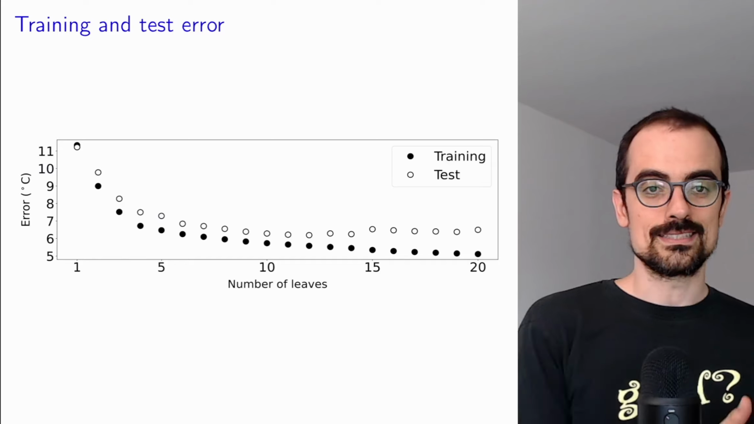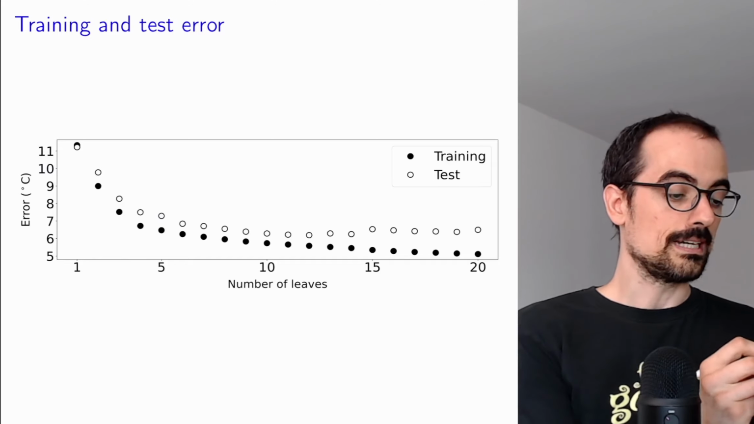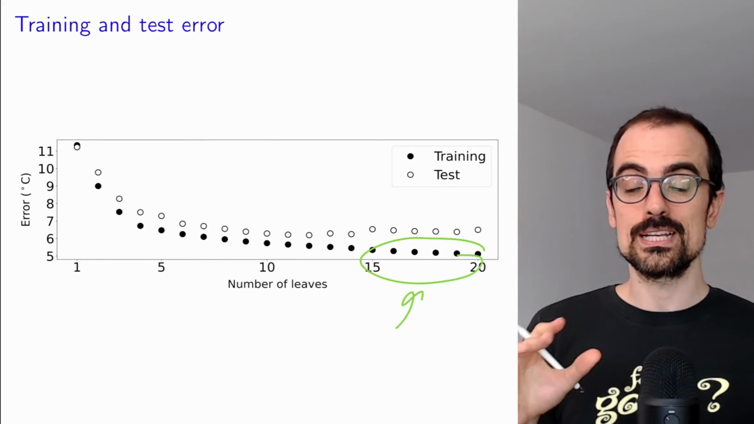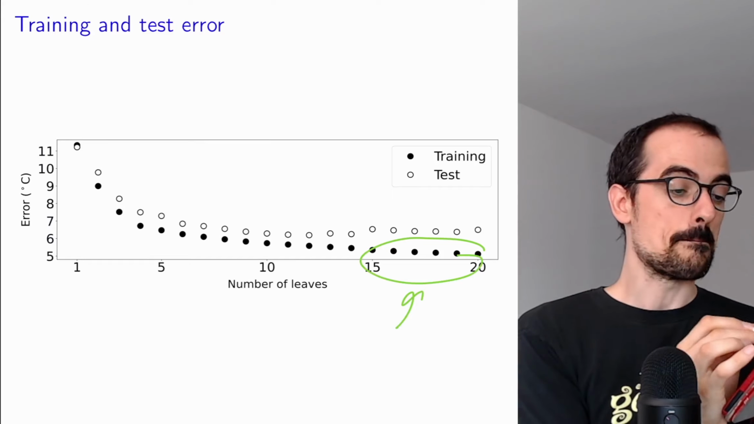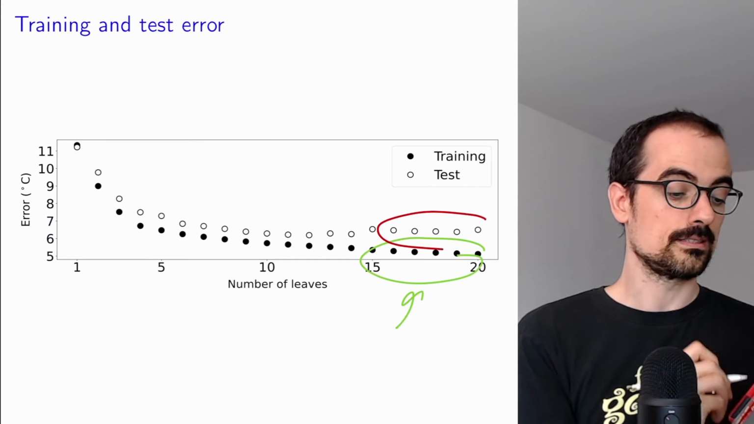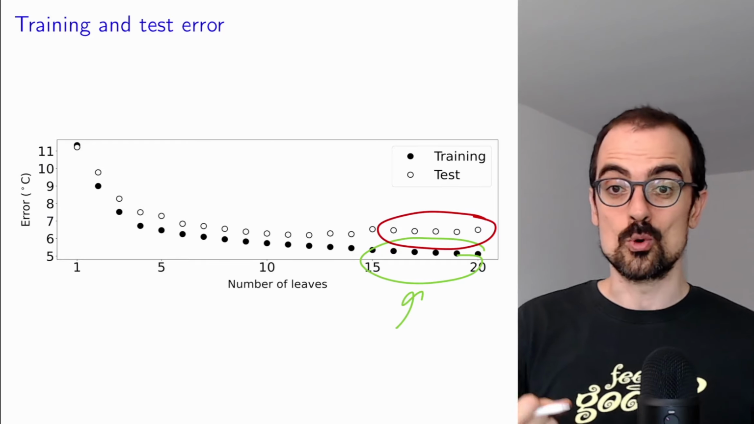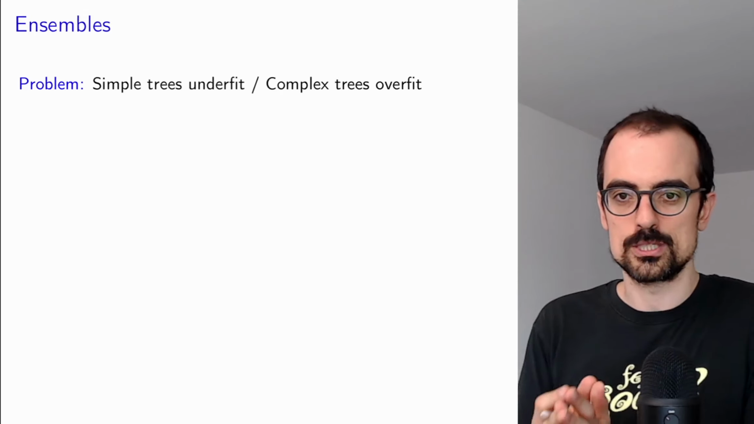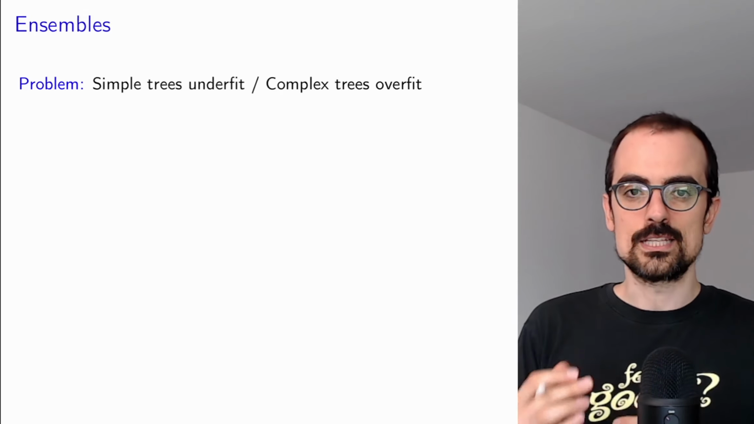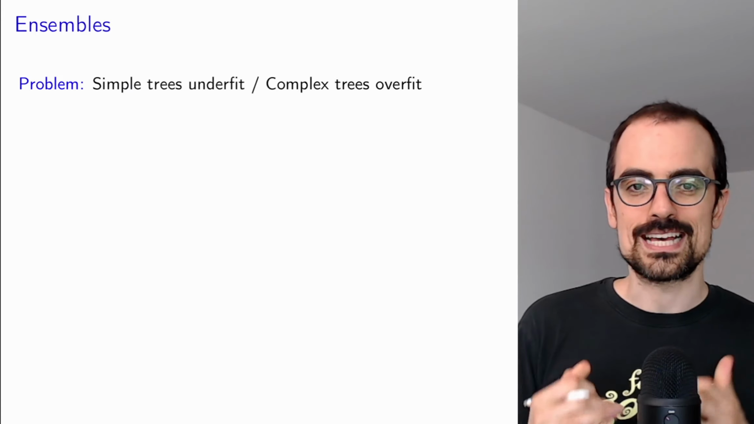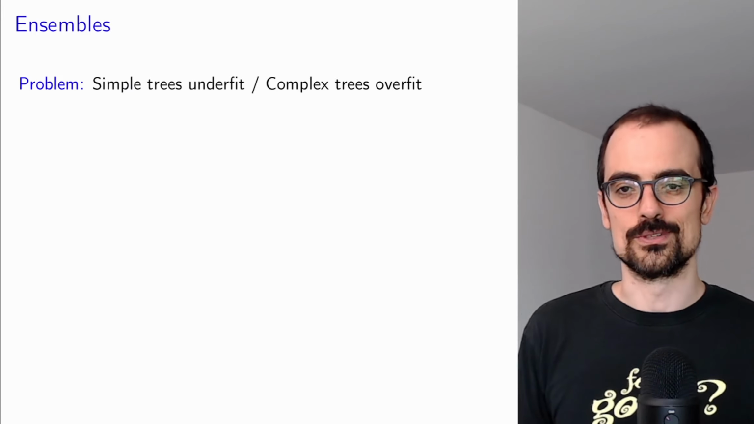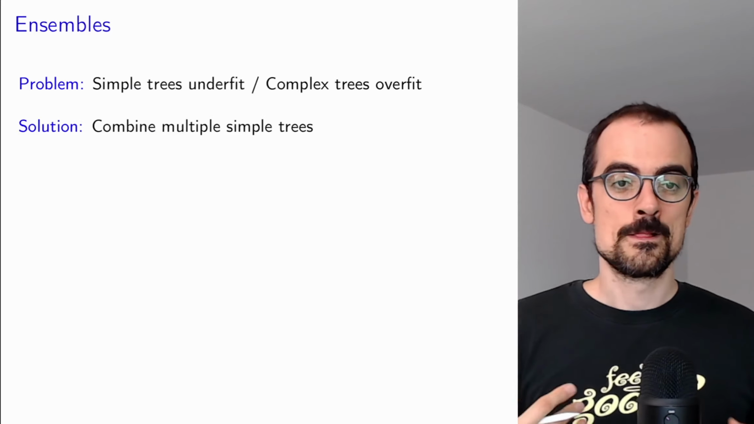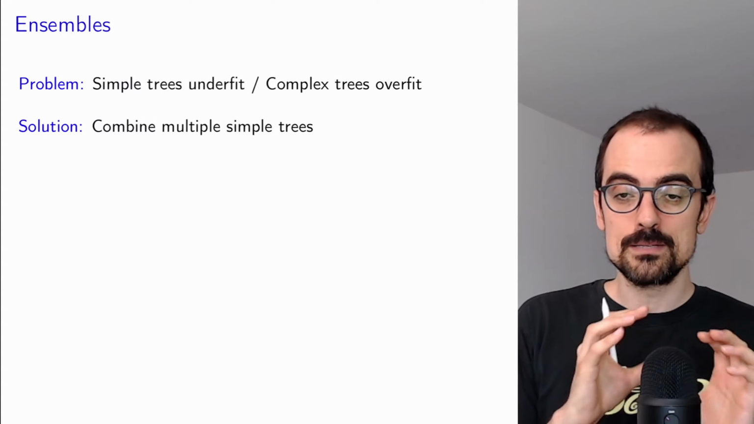If you look at the training and test error, we see that the training error becomes very small as we increase the number of leaves in the tree, as we add more and more of these bifurcations, but the test error starts to increase. So we're starting to overfit. And this is a common phenomenon with trees, which are great models because they're interpretable and very simple, but they tend to underfit when they don't have a lot of leaves, and they tend to overfit when they have a lot of leaves.